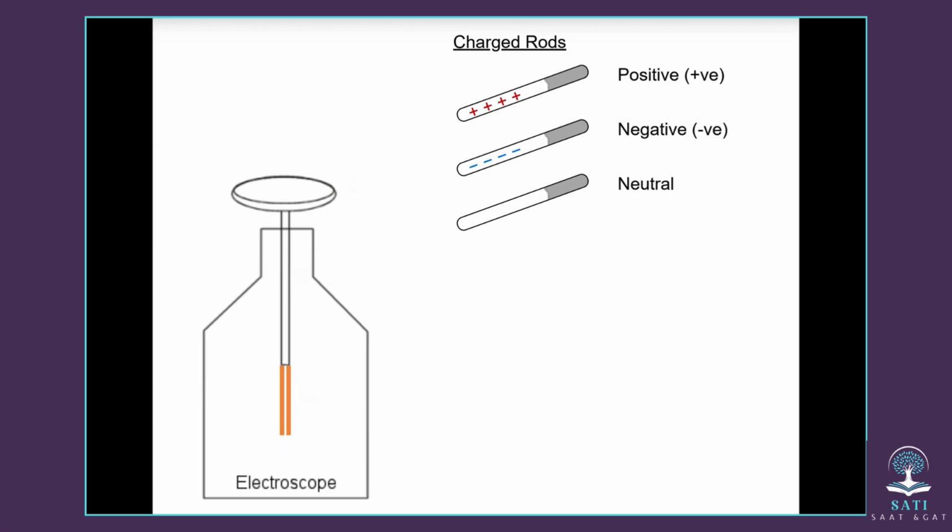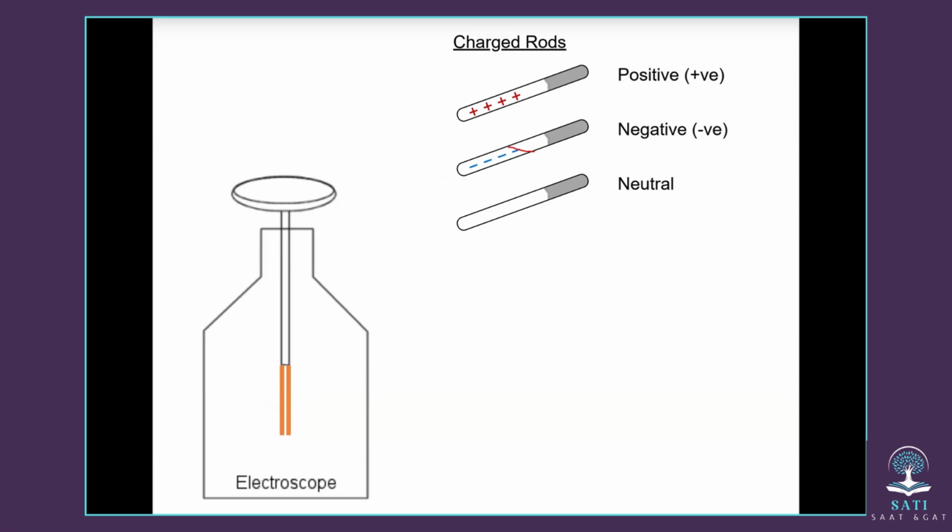Now, what happens if we take this bar, which is negative, and bring it closer to the disk, as you see? How can we explain what happens? Look, when we move this towards the disk, the disk will become positive, and the leaves down below will change into negative charge, and they repel each other. So they'll move away from each other, so the leaves are opened, spread out.